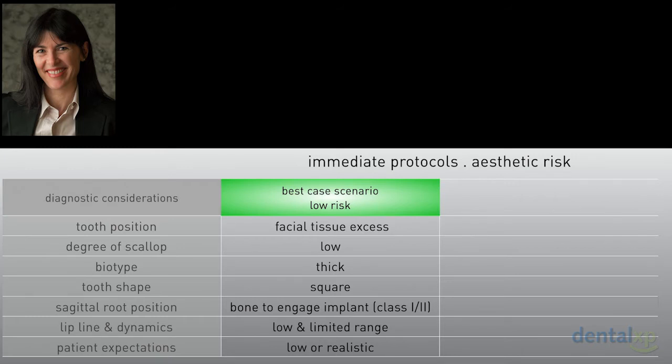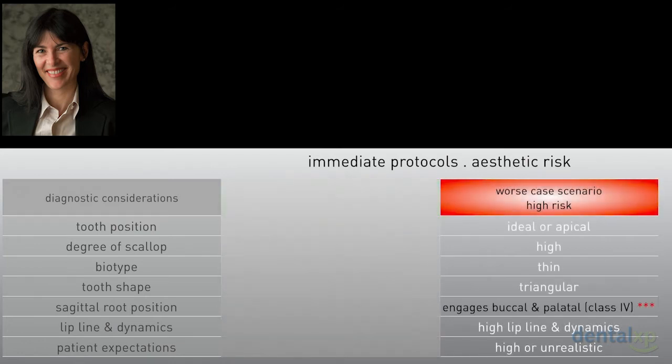But if you look at what your literature tells you, all these titles, basically under the green bar, those are great qualities for potential immediate treatment cases. Lots of tissue, robust tissue, low scallop of the tissue, square-shaped teeth, reasonable patient, low lip line. Those are great features. We also know that our literature tells us that these are the risks.